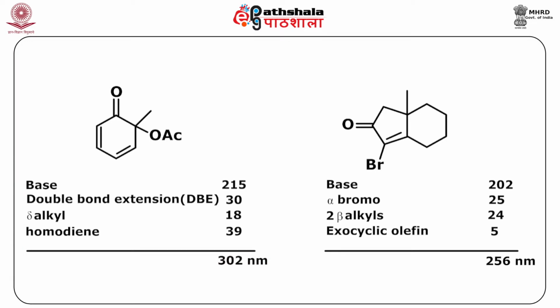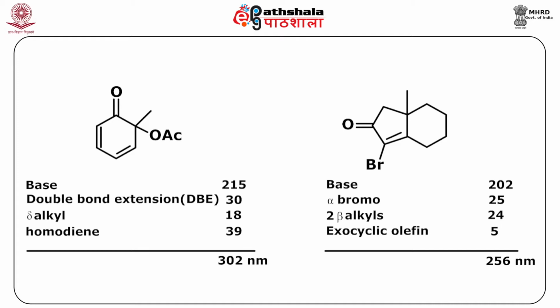The compound shows an extended double bond, therefore the double bond extension of 30 nanometers is added into the base value. The substitution of the alkyl group at the delta position adds on another 18 nanometers. The system is a homodiene system, which means we have two double bonds in the same ring. Therefore, the value of 39 nanometers is further added. All of them added together gives us the lambda max as 302 nanometers.